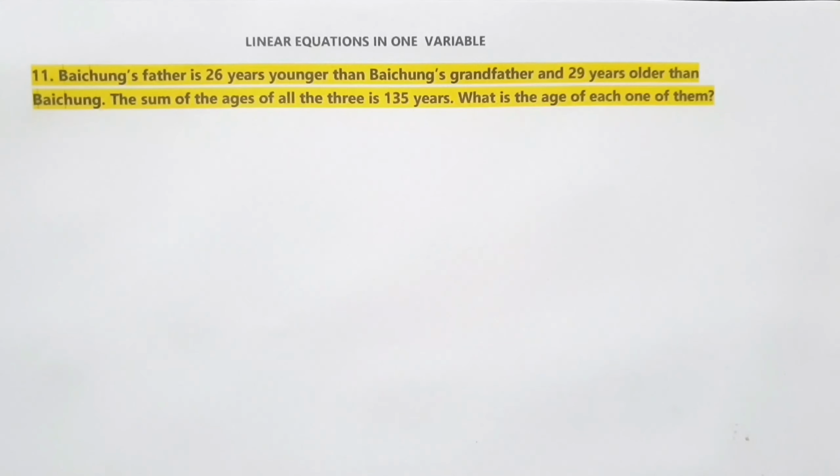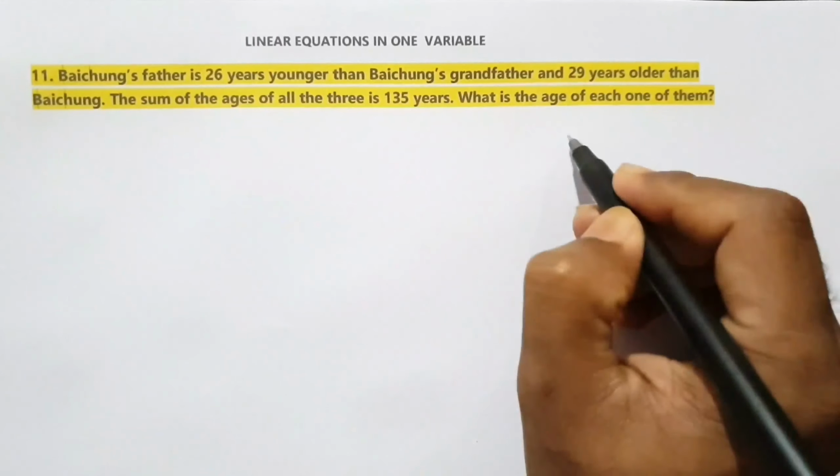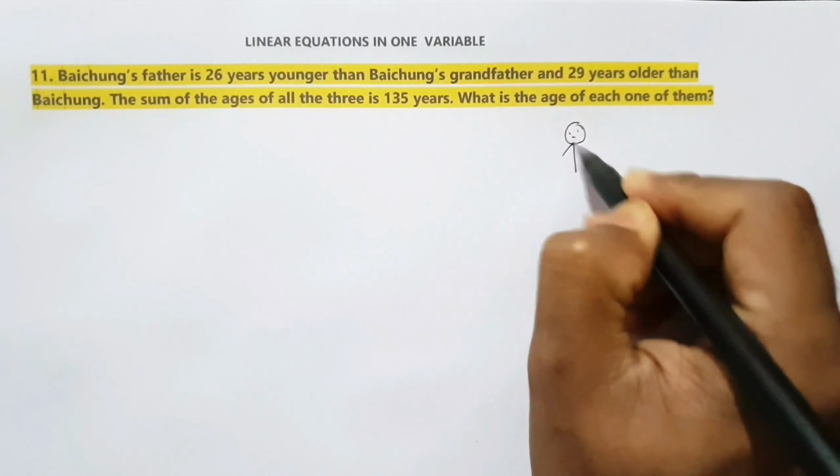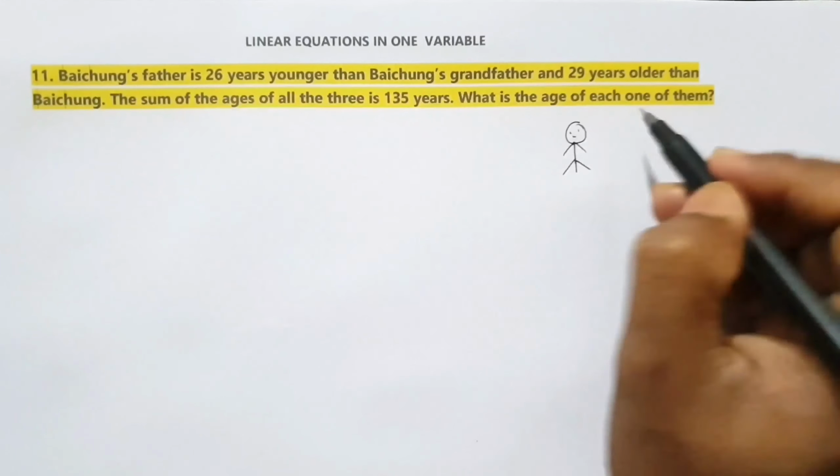They said Baichung's father is 26 years younger than Baichung's grandfather and 29 years older than Baichung. It means that there are 3 characters. Let us find the first character is Baichung here.